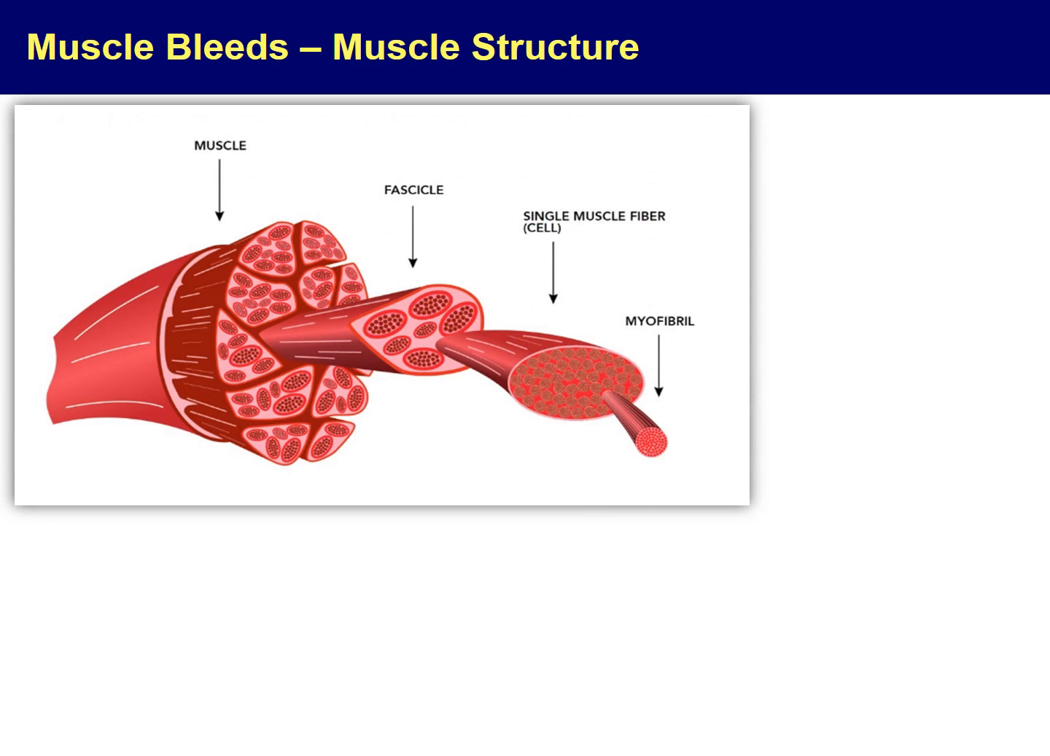Let us start with muscle bleeds, but before doing so, provide a simple depiction of muscle structure. Muscles are composed of many fascicles that are separated from each other by sheath. Fascicles are composed of single muscle fibers, which in turn are composed of many myofibrils as the smallest unit.